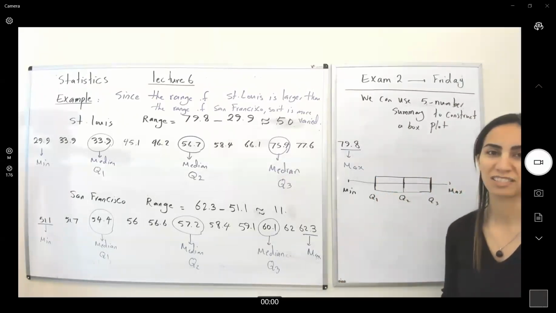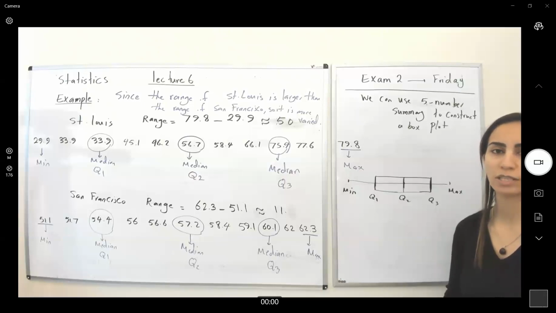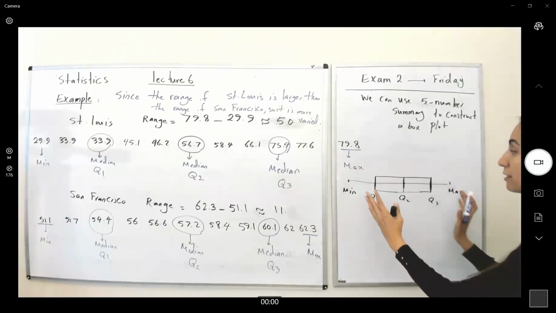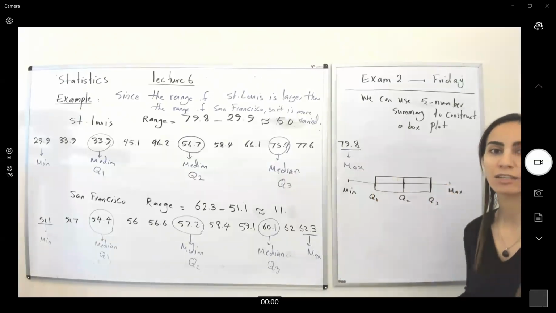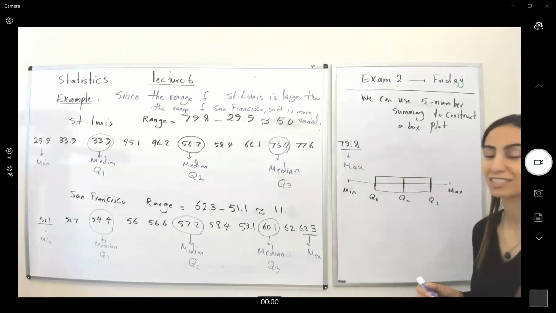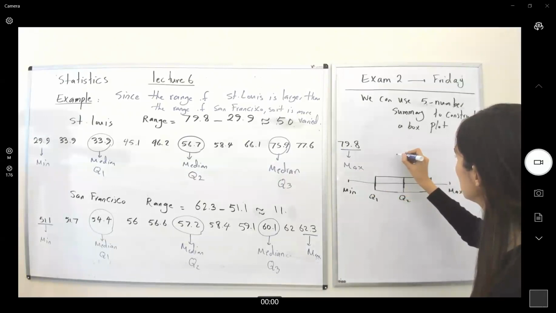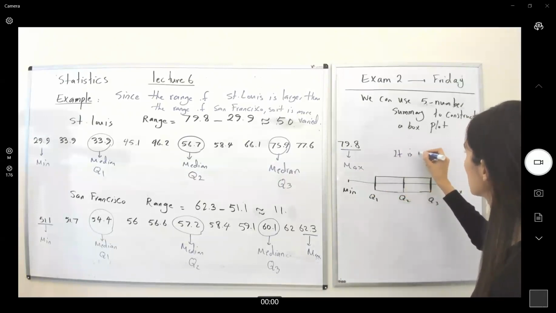So what does it tell us? It tells us actually our graph is a nice graph. It is actually showing that the data are clustered in the middle of the graph. So it's not skewed.